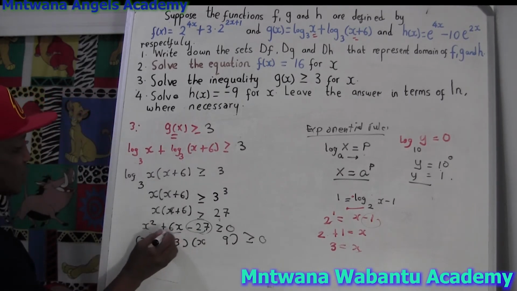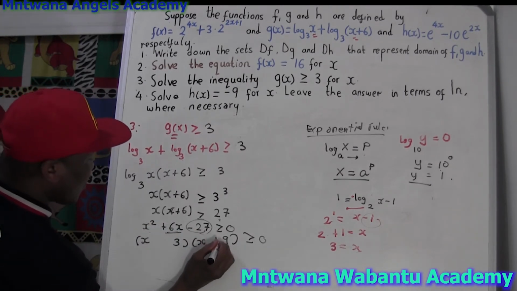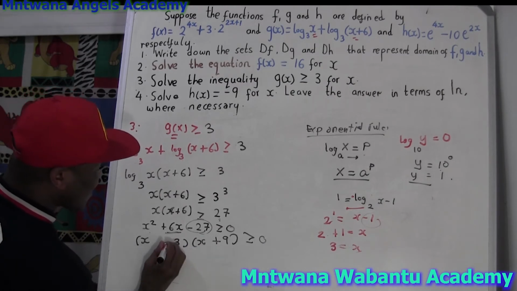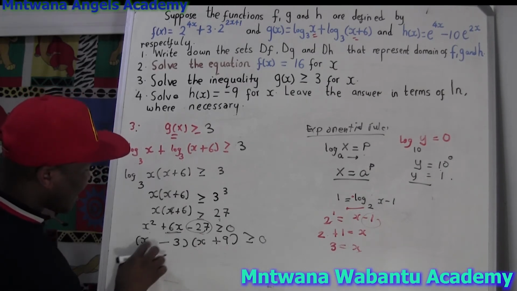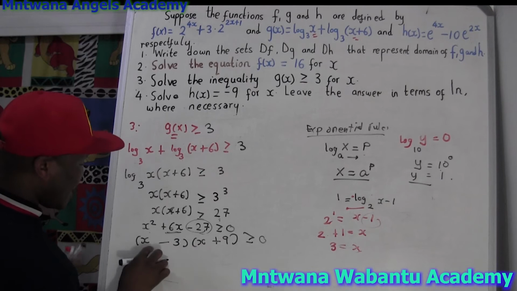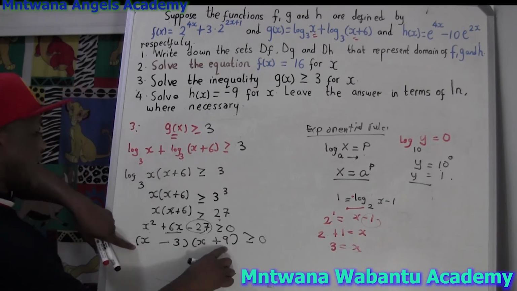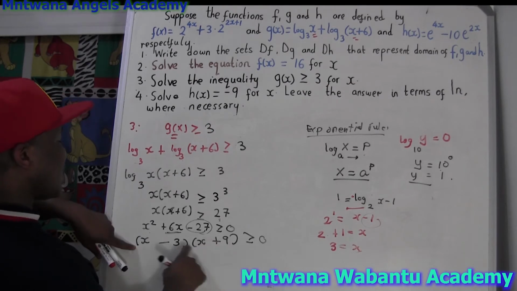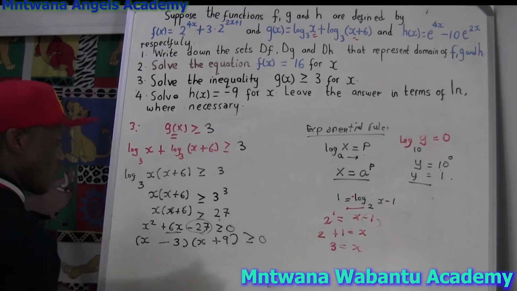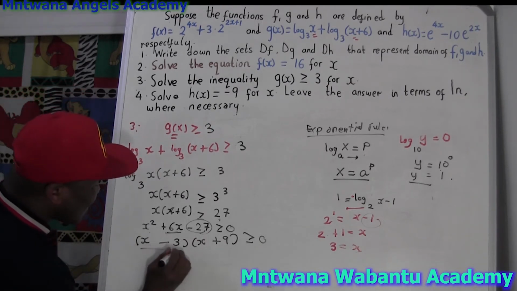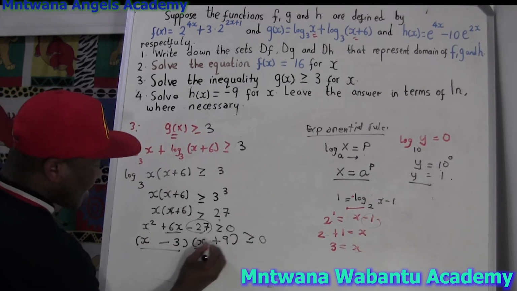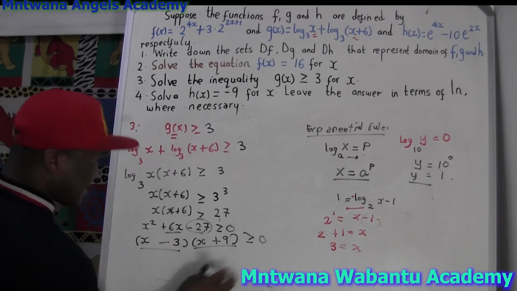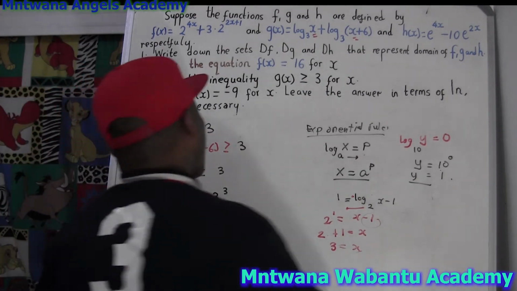But the middle number is positive, so the bigger number gets positive. And how do I get negative 27? This and this, negative 27, x times x is x squared, and then x times 9 is 9x positive, negative times 3x is negative 3x. 9x positive minus 3x is 6x, which is true. So now I can compare: this is greater than 0 and this is greater than 0, because there's a 0 there. And the question is finished.